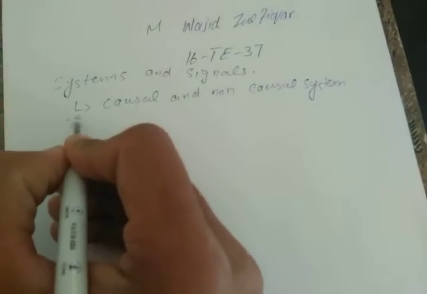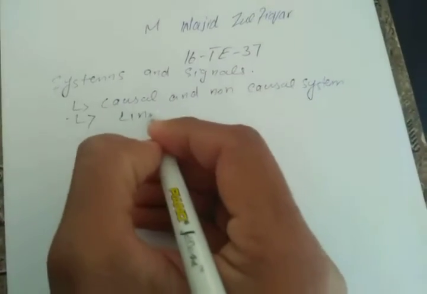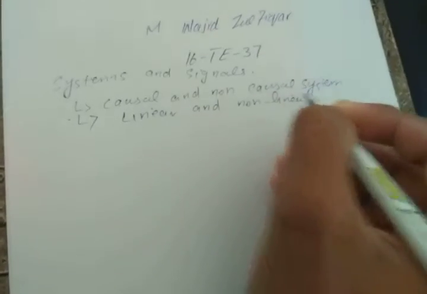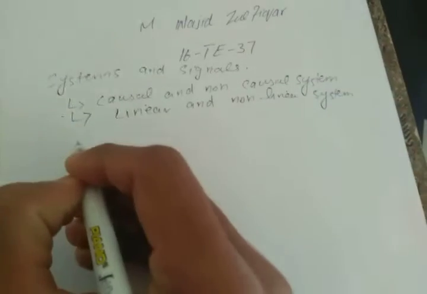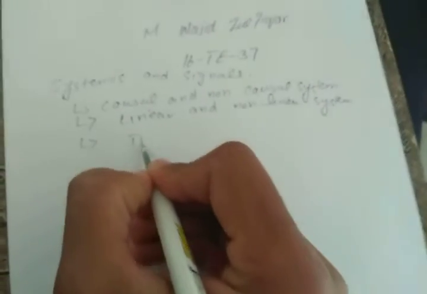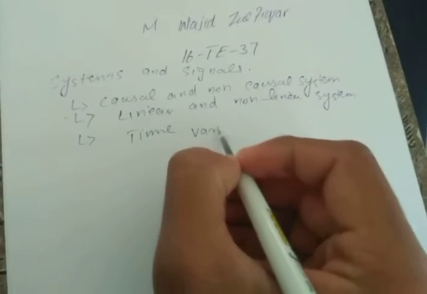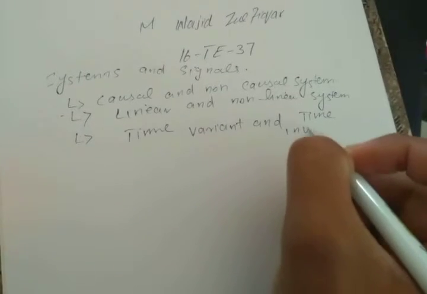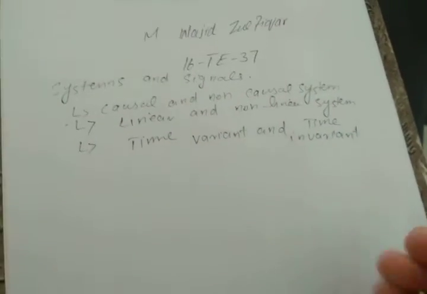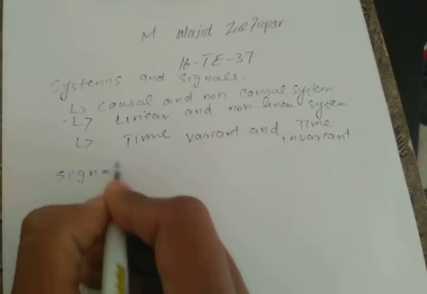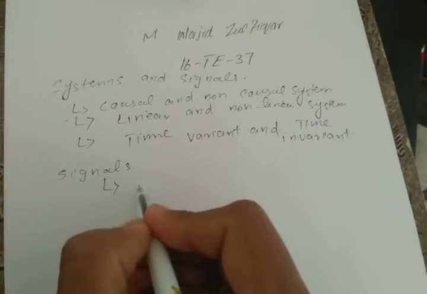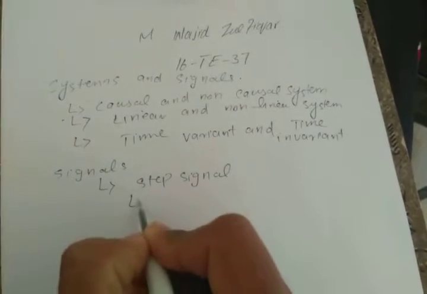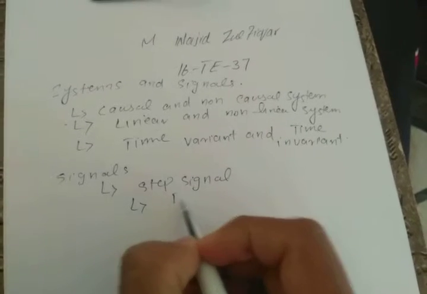Then we will look towards the linear and non-linear system. And then at the end we will look toward the time variant and time invariant system. In the signals, we will look toward the two basic signals: the step signal, and the next signal is the impulse signal.